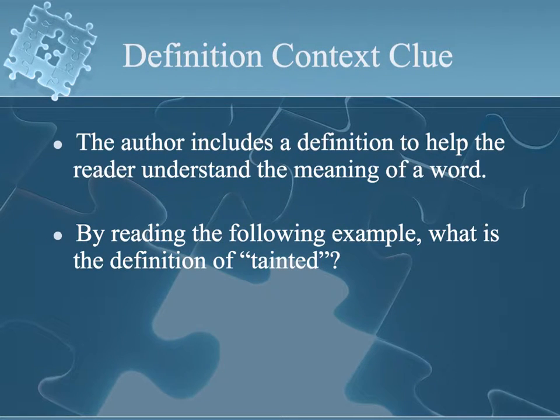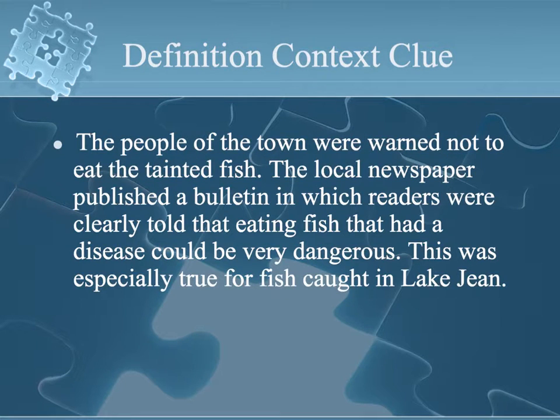So the first type is a definition context clue. This is where the author includes a definition to help the reader understand the meaning of a word. So we're going to read a little passage, and you're going to try and figure out what the meaning of the word tainted is. The people of the town were warned not to eat the tainted fish. The local newspaper published a bulletin in which readers were clearly told that eating a fish that had a disease could be very dangerous. This was especially true for fish caught in Lake Jean. So here's the word. What do you think that means?